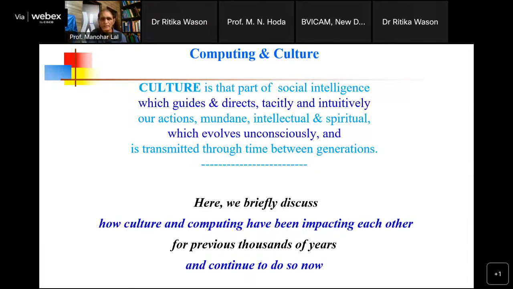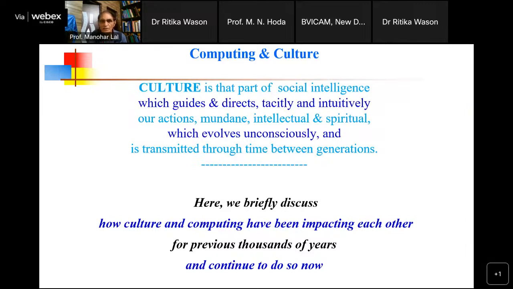Culture and computing. As I mentioned in the very beginning, that historical perspective means that you look at how technology has been affecting humanity, and vice versa, how the social and cultural environment leads to the development of technology. So we will have a brief look.